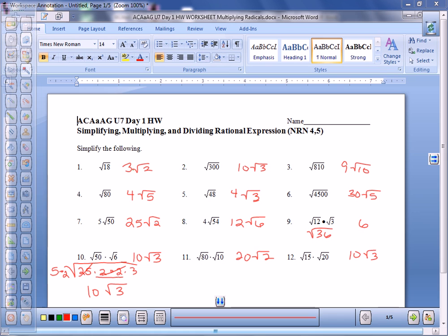Our homework from yesterday. This is simplifying radicals. So everybody take a look at this and see if you have any questions. Hopefully it got a little easier as you went along. Yes, Jacob? Can you go over 8, 10, and 12?